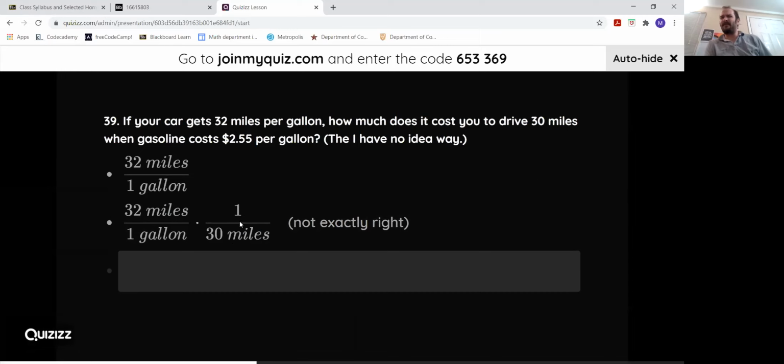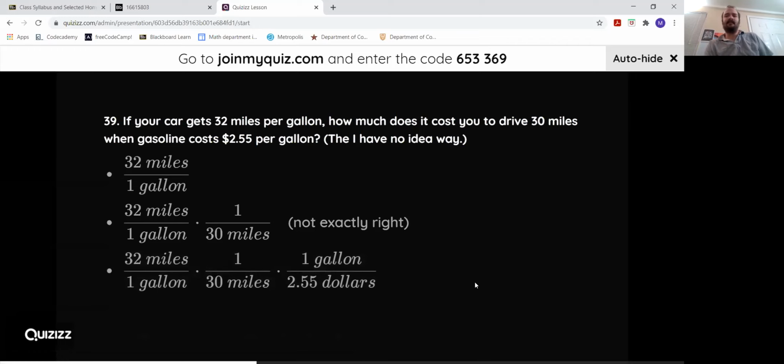I really shouldn't be putting things over one. I should be putting them over one, right? So that's not exactly right, but it's an easy fix. And here's the final line. And if we look at how you might want to fix this, well, my miles are simplifying out with my miles. My last thing gives me dollars to gallons. So it's $2.55 for every 1 gallon.